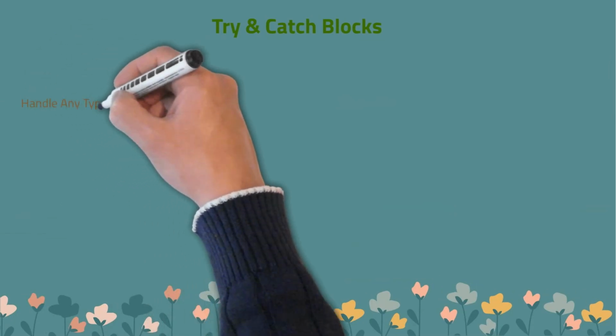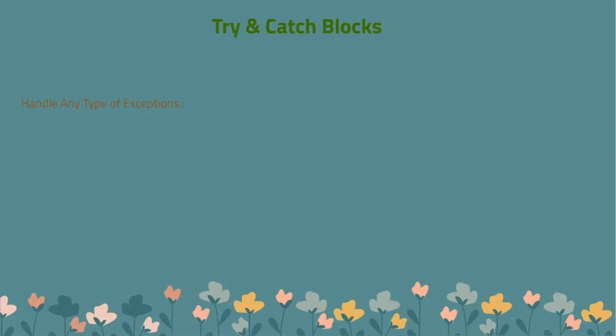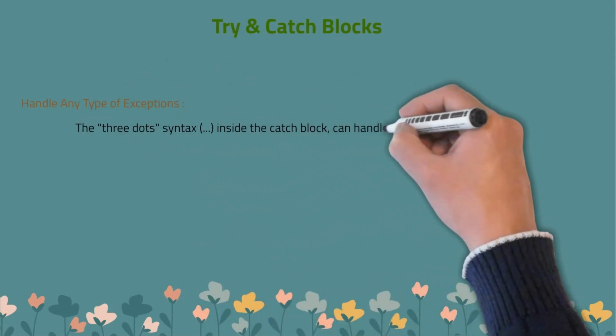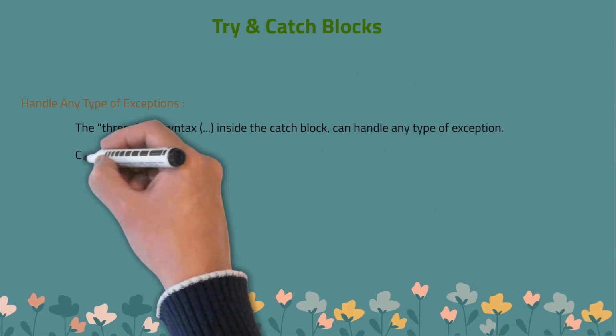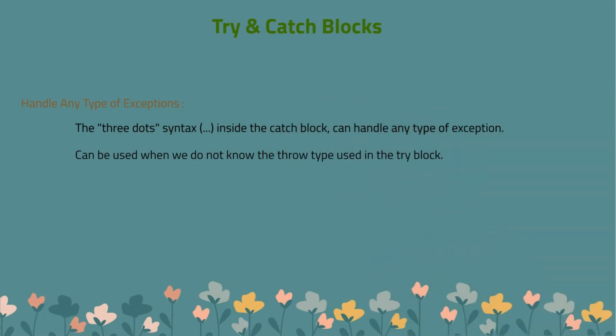Handling any type of exceptions. We can use the 3 dots inside the catch block, which will handle any type of exception. This can be used if we do not know the throw type used in the try block, or we are not aware of what type of exception can be thrown by the program. In such cases, it's advised to use the last catch block with 3 dots.